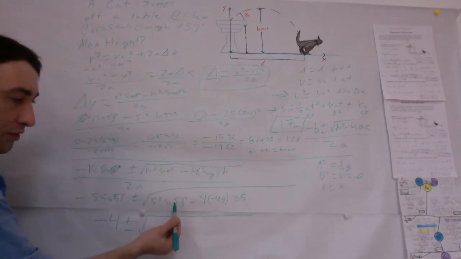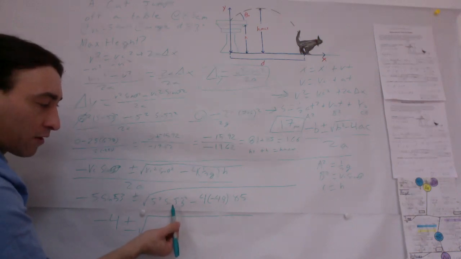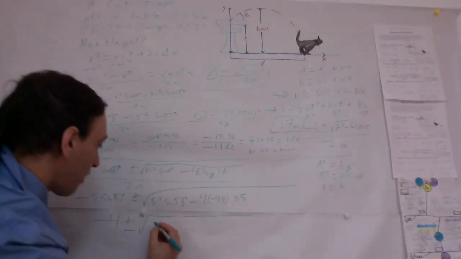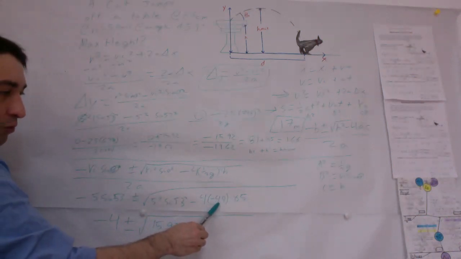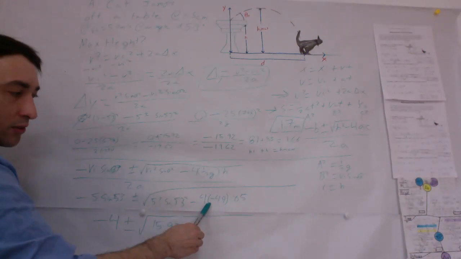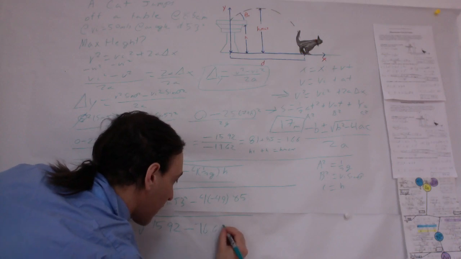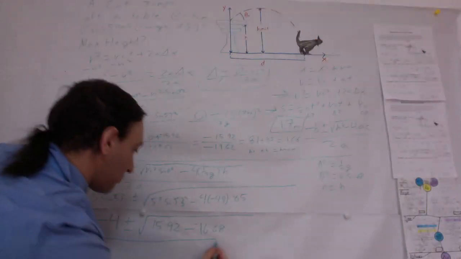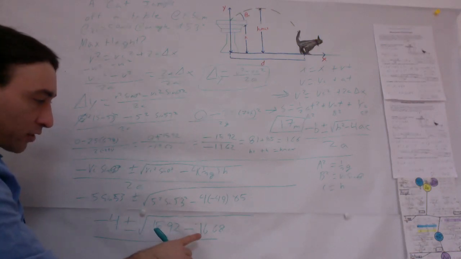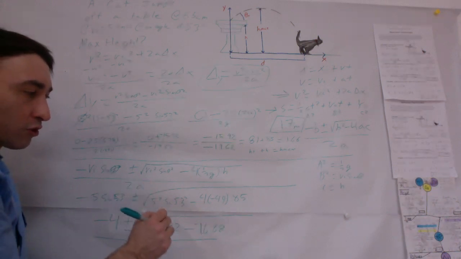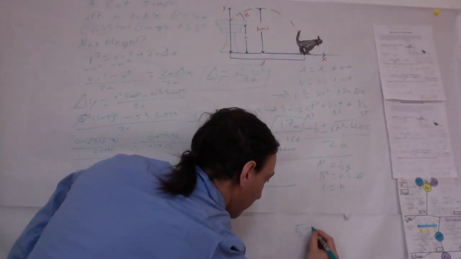Five squared becomes 25. Sin 53 becomes 0.798. Remember to square 0.798. When we square that, it becomes 0.638. 0.638 times 25 becomes 15.92. Negative 4.9 times 4 becomes negative 19.6, times 0.85 becomes negative 16.68. Negative 15.92 subtract negative 16.68 gives you a square root of 32.68. The square root of 32.68 is going to be about 5.7.